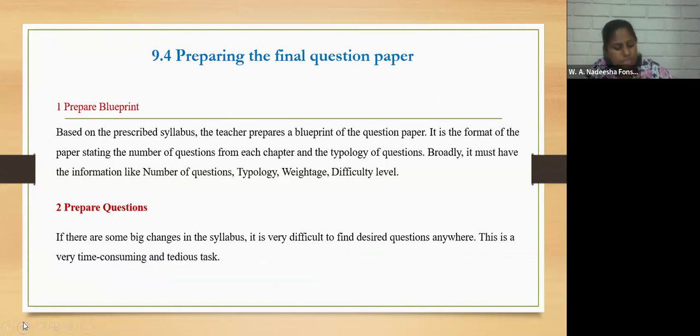From the previous session, we discussed validity and reliability. Now today we discuss the specification table and indices, difficulty index, discrimination index, like that. All are in order to prepare the final question paper. So the first step is preparing the blueprint. Already we discussed that.